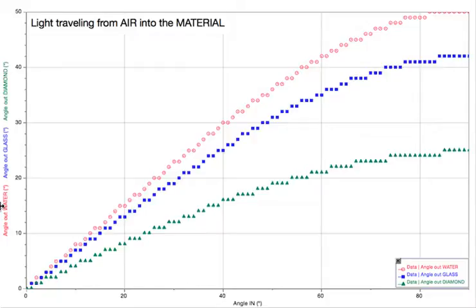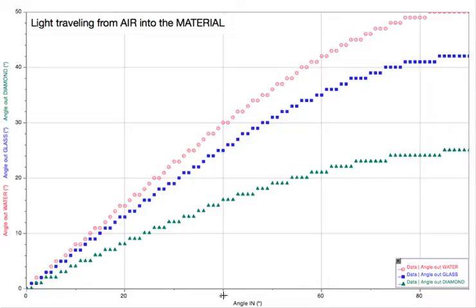Let's try a problem. Let's say we have an angle of incidence in air where it's 40 degrees. The question is, what is the angle of refraction for glass? Well, let's go up. If we know we have our angle in is 40, we go over here, and then we're starting in air, so this is the right graph, and then we know the angle of incidence is 40, so we go up here.